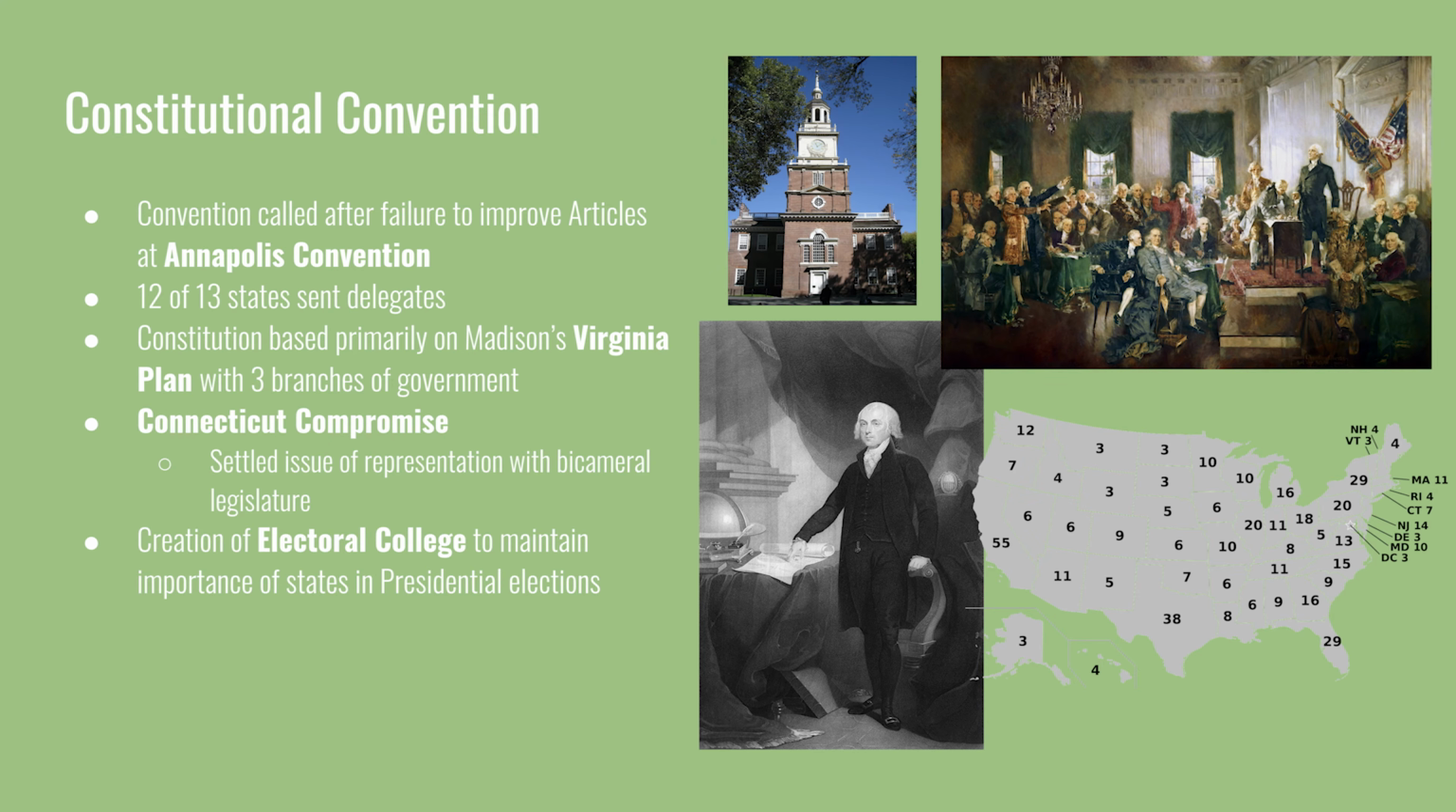Another one of these compromises is the creation of the Electoral College. So the states wanted to continue to have some importance in the new form of government. In the old form of government, in the Articles of Confederation, the states were the most important part. They had the most power, and with the Constitution, they were going to have to give up a lot of it. So they wanted to retain some importance, and the way that they inject that importance into the Constitution is through the creation of the Electoral College.